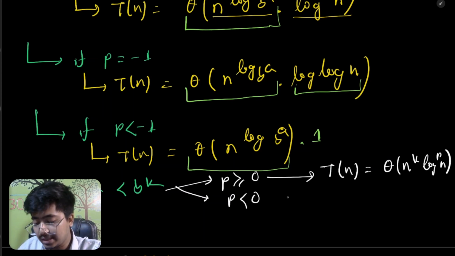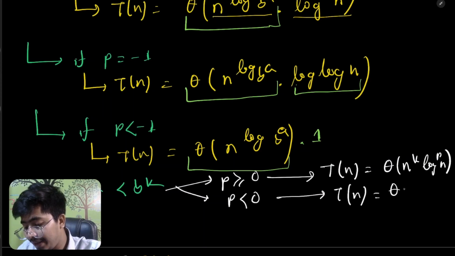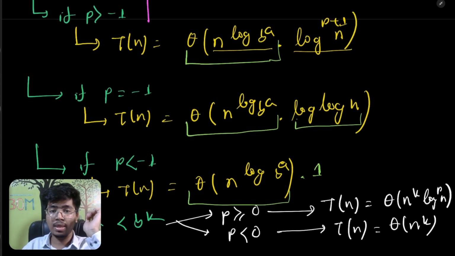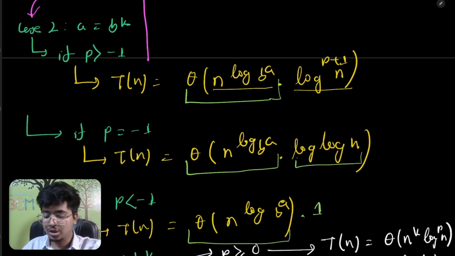And if p is less than 0, then the time complexity will be T of n equals theta of n to the power k. So these are all the equations that you got based on the three conditions.